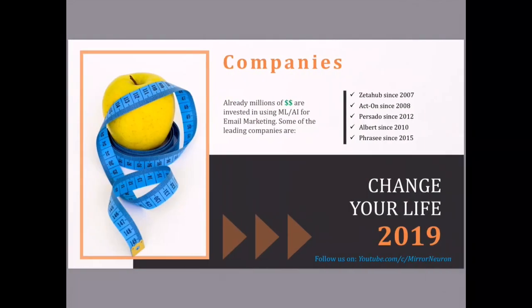So these are the areas where email marketing campaigns are used, and we have seen how machine learning can actually help them prioritize. There are a few companies who are doing brilliantly well and have already invested millions of dollars in using machine learning and AI for email marketing. Some of the leading companies are ZetaHub, Acton, Persado, Albert, Phrasee, and many of these companies are from New York.